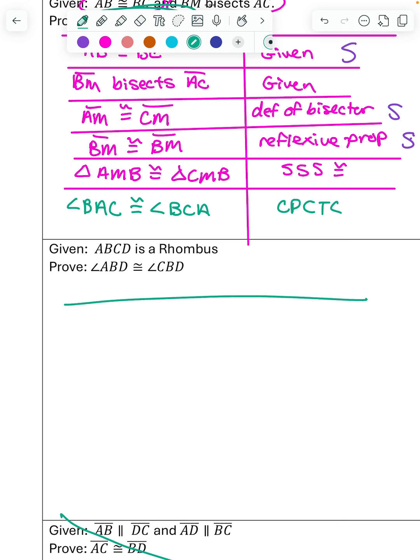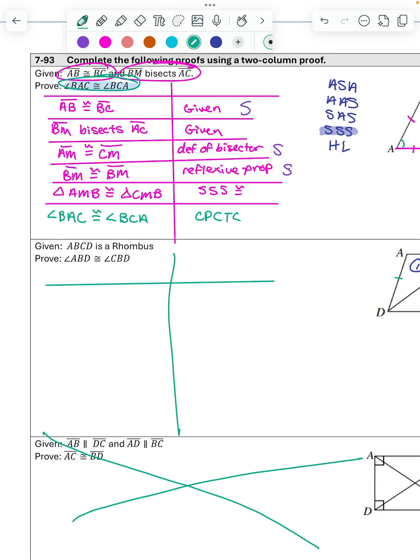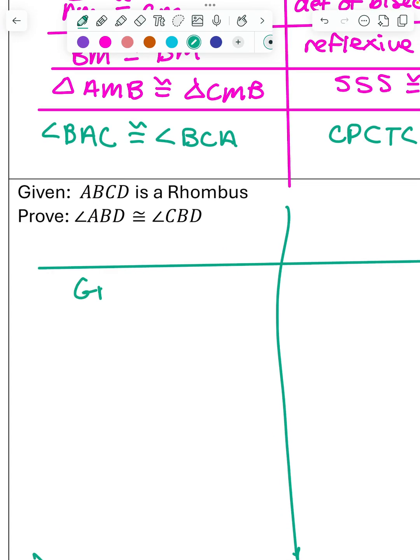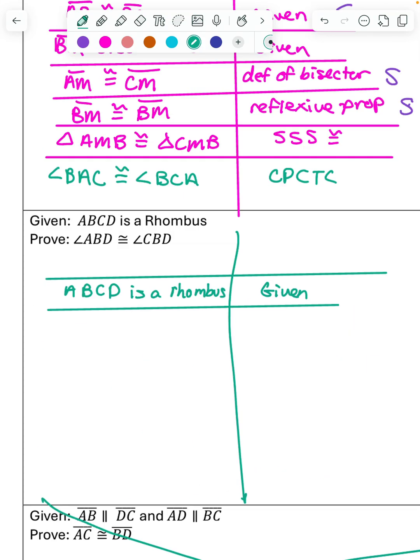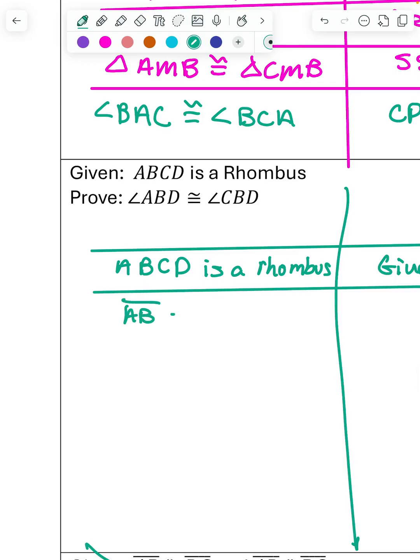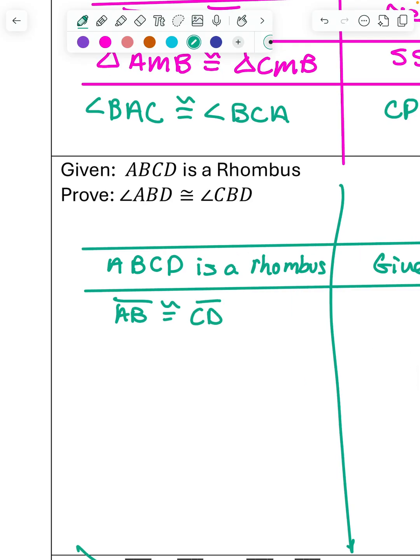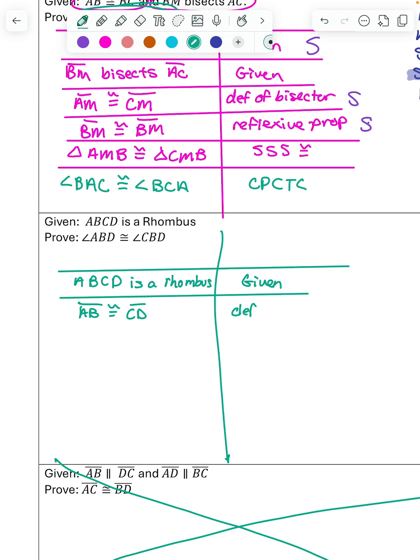So we always want to start with our given information. That's the easiest place to start. And we're given that it's a rhombus. Whoops, given goes on the other side. ABCD is a rhombus. And anything we take from that statement, our reasoning is just going to be definition of a rhombus. So one of the first things we said is that AB is congruent to CD. And that is because of definition of a rhombus.